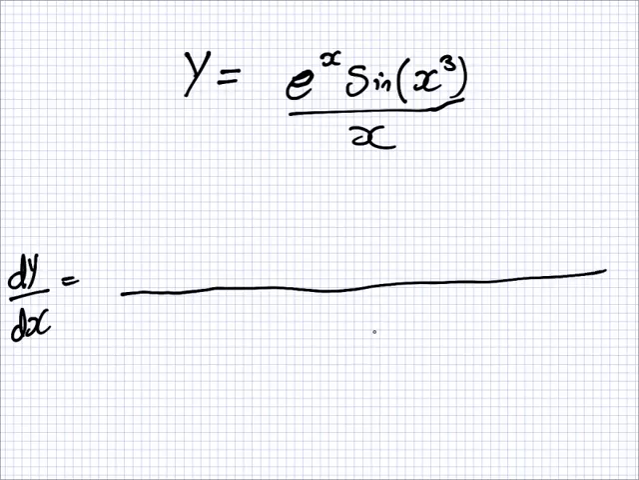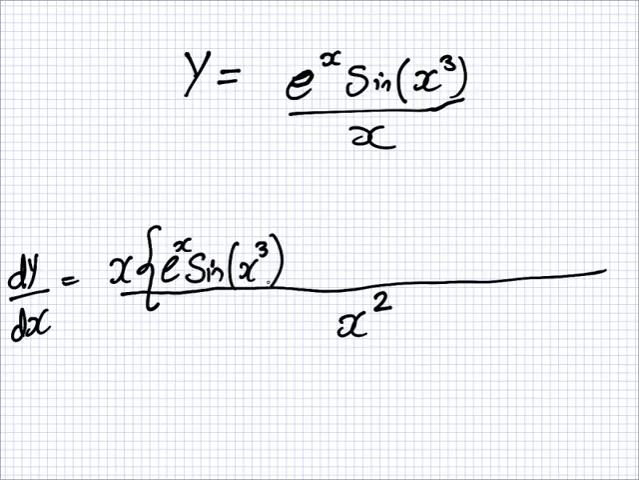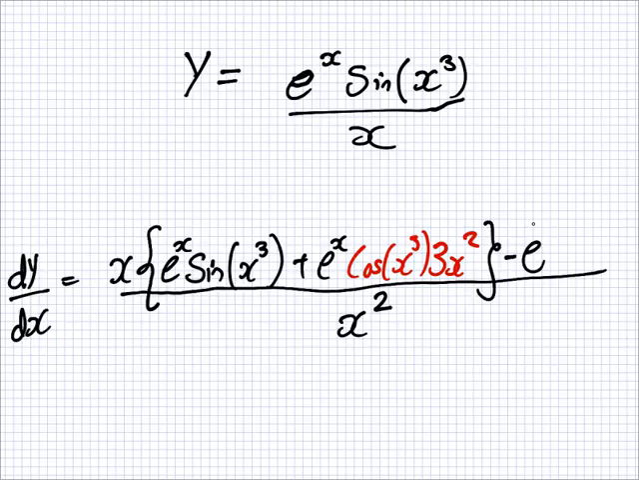So the bottom squared. The bottom times derivative of the top. The top is a product, so it'll be e^x sine x cubed plus e^x, and now the derivative of sine x cubed, which is a chain rule. Yep, cos x cubed 3x squared, okay, minus the top times derivative of the bottom, which is 1. So 1 there if you want.